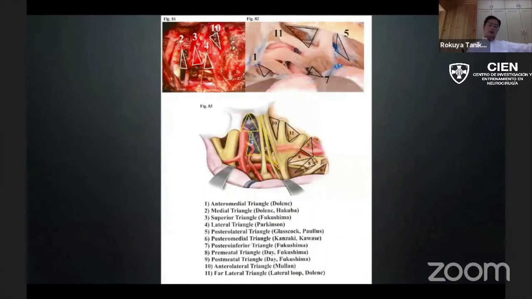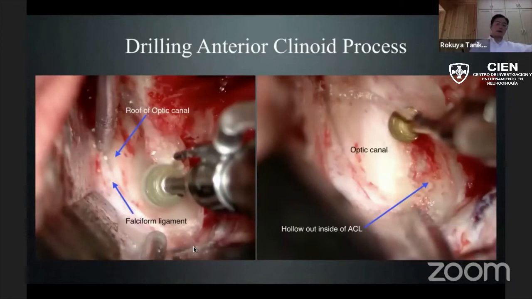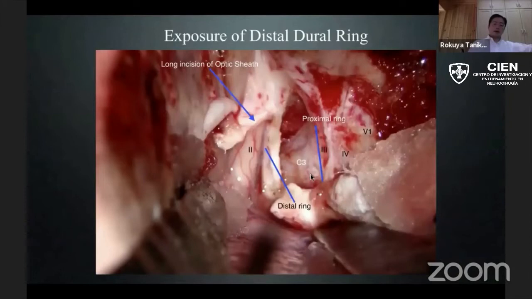And this is a picture of the process of anticlinoidectomy. After exposing the anticlinoid process, you can begin drilling inside the anticlinoid process from lateral to medial by skeletonizing the optic canal. You can see the optic canal must be preserved with eggshell bone, not directly exposing the optic sheath. And the inside of the anticlinoid process must be drilled away, making a hollow. After taking out the anticlinoid process, the optic sheath can be incised to expose and decompress the optic nerve.